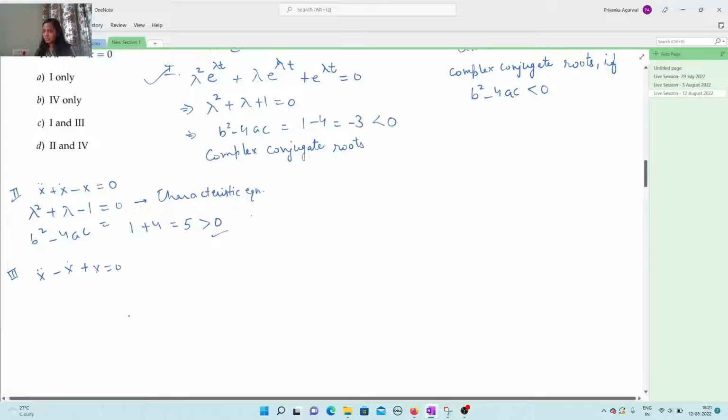Now let's look at the fourth equation, which is x double prime minus x prime minus x equals to 0. So this characteristic equation will be lambda squared minus lambda minus 1 equals to 0, and that would mean b square minus 4ac equals to 1 plus 4, which is greater than 0. So this does not have complex conjugate roots. So this is the correct answer.